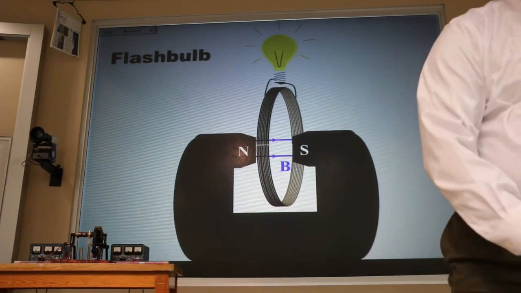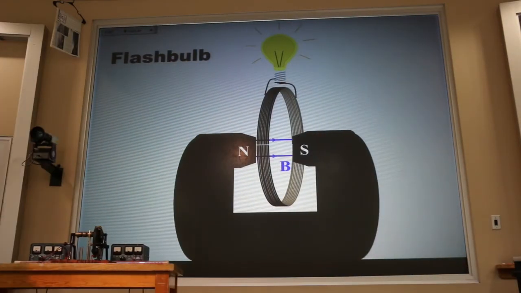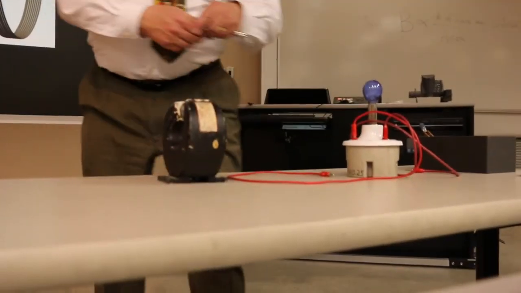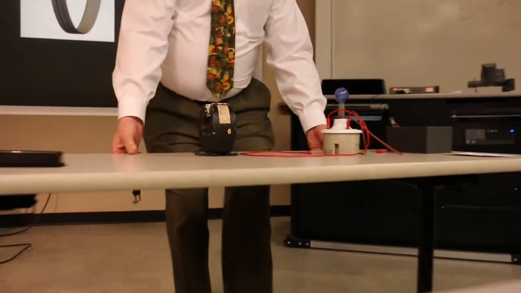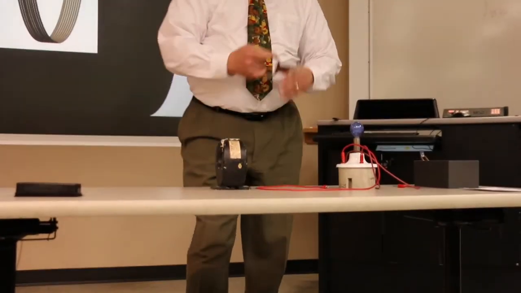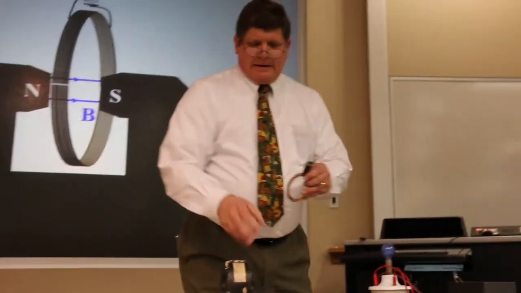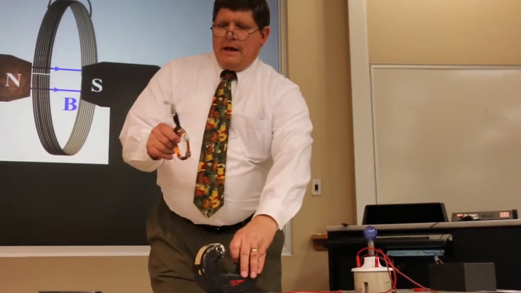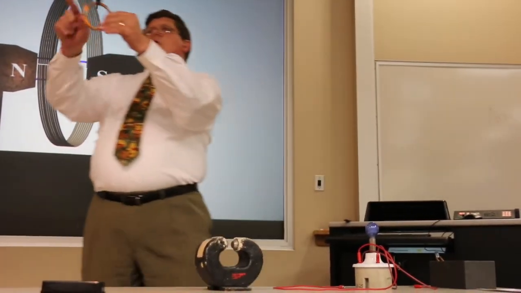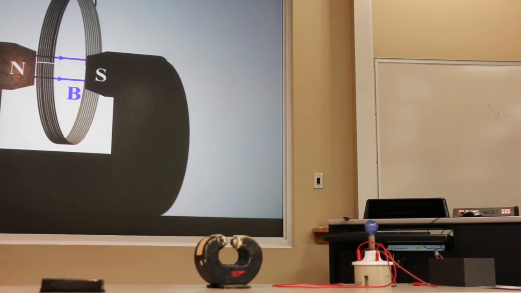Now, I'm going to do a demo that requires that I turn off the lights. What I have here is a strong horseshoe magnet, and actually, I don't want to ruin your camera. I have a coil that is hooked to a flashbulb.